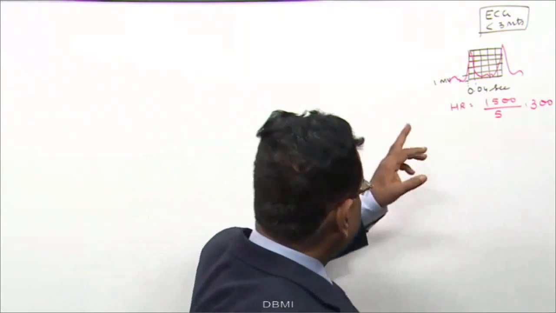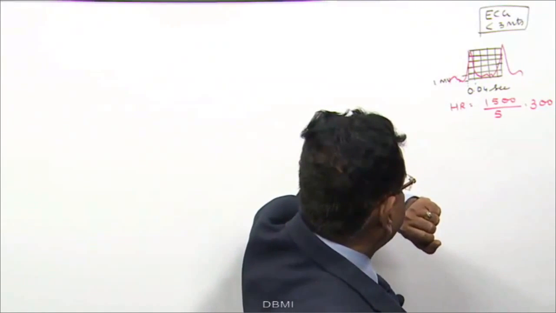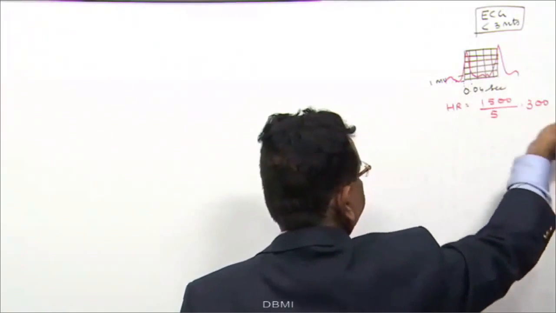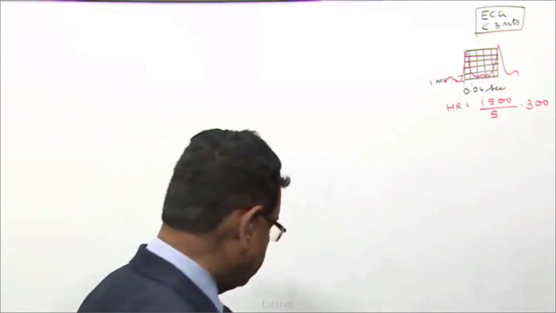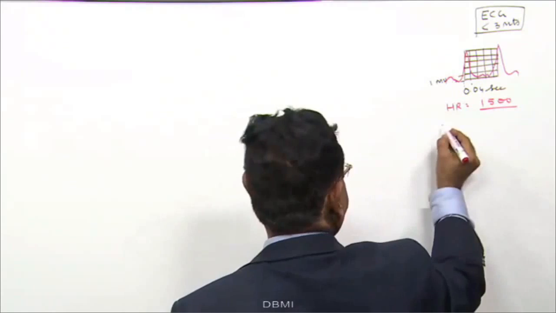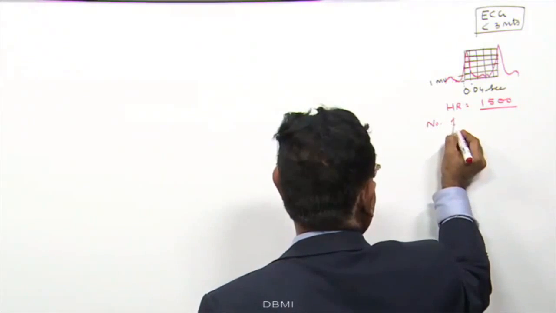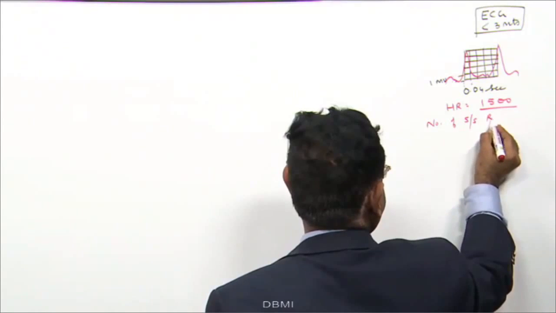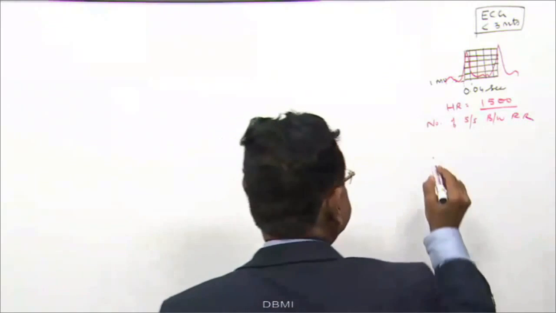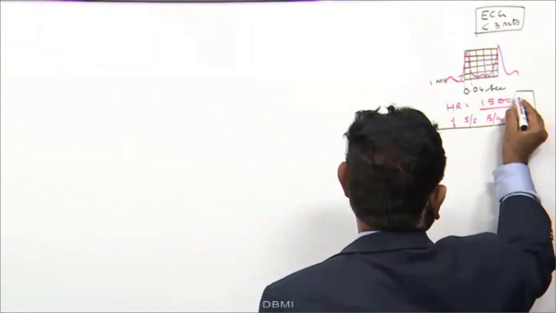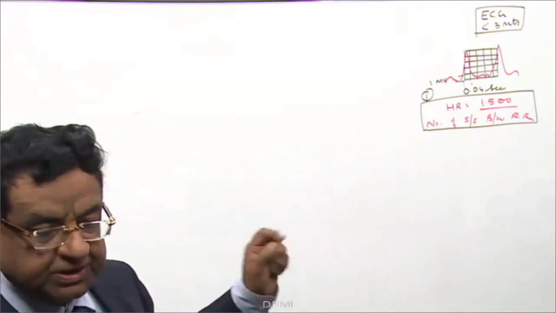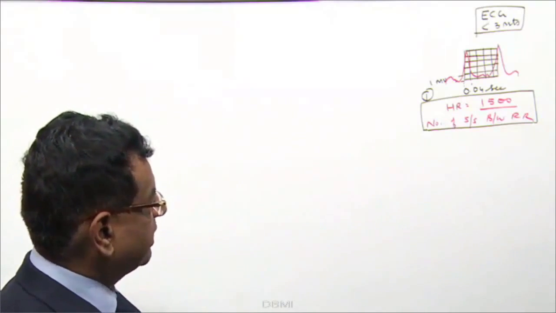So friends, how to calculate heart rate? 1500 divided by the number of small squares between two R waves: 1, 2, 3, 4, 5, so 300. Heart rate is 1500 divided by the number of small squares between RR. This is our box number 1. All of you make the boxes the way I am making. This is box number 1: how to calculate heart rate.